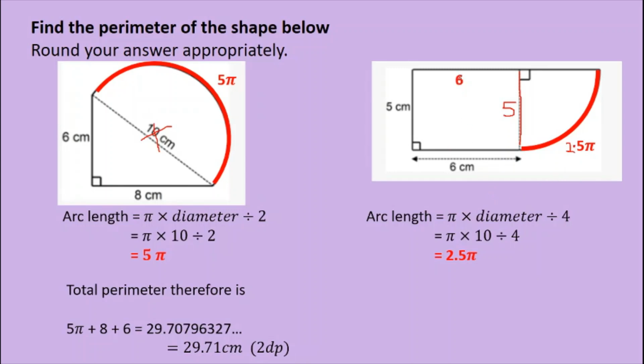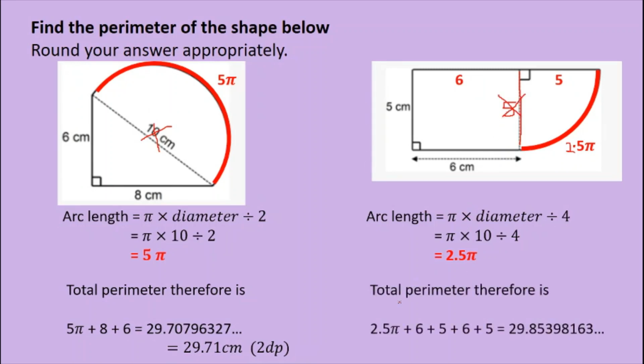That's a 6 because I've got a rectangle, so I've got an opposite side, and I've got another radius here for 5. Remember, perimeter, I'm not interested in lengths inside, so I'm then going to add up my 2.5 pi, my 6, 5, 6, and 5 again, giving me 29.85 centimeters, or 29.9 if you round to 1 decimal place.